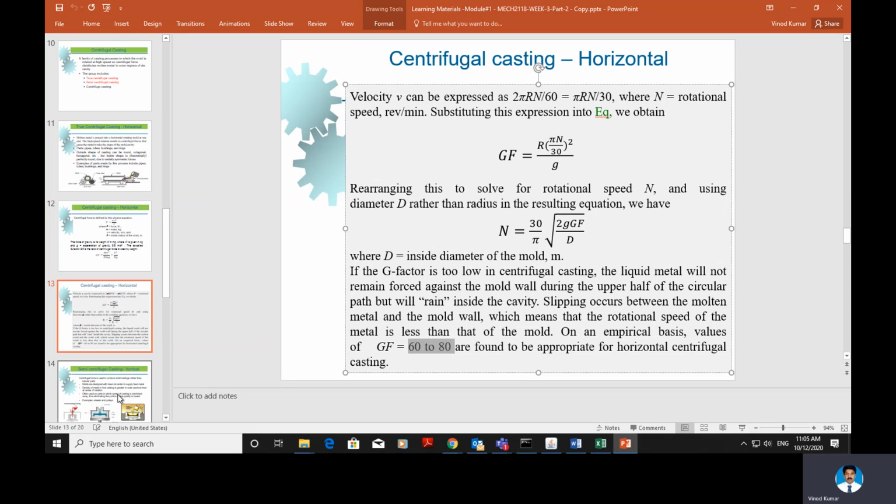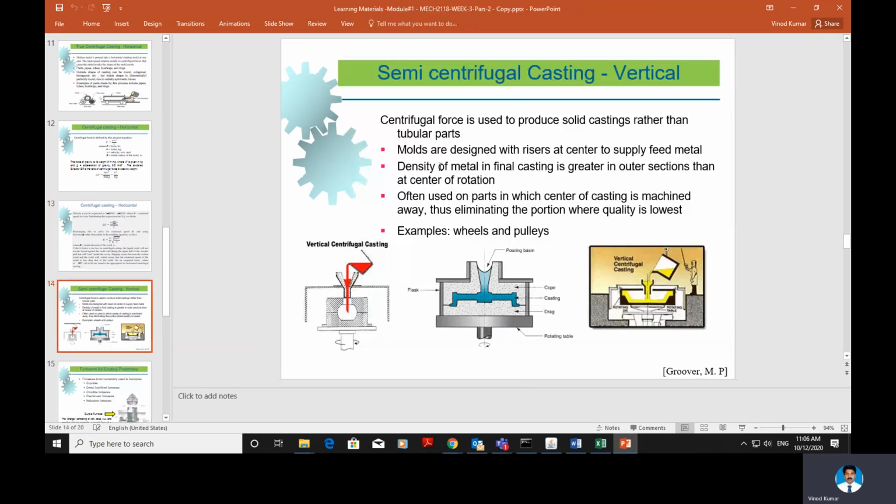Now we have semi-centrifugal casting, vertical type. Centrifugal force is used to produce solid casting rather than tubular parts in the semi-centrifugal casting process. Molds are designed with risers at the center to supply feed metal. Metal is supplied at the center and often used on parts in which the center of the casting is machined away, thus eliminating the portion where quality is lowest.